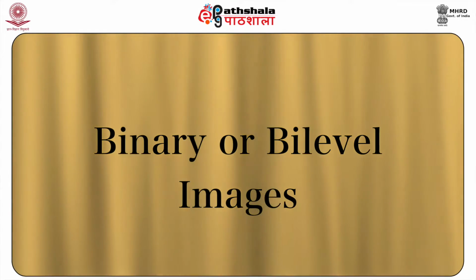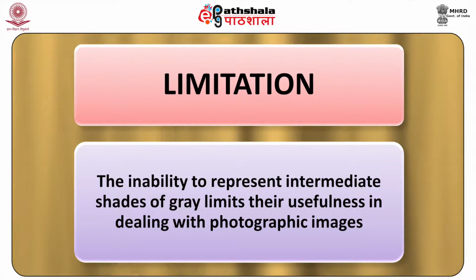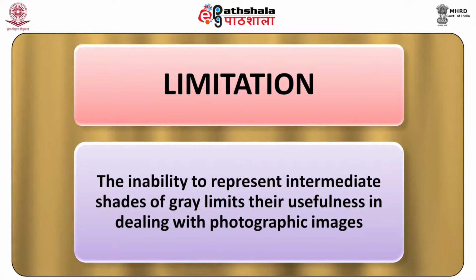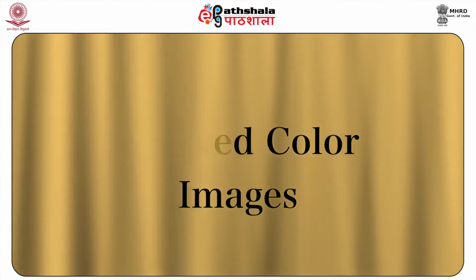Next is the binary or the bilevel images. In case of binary or bilevel images, only a single bit is employed so as to represent a single pixel. Each pixel in case of a binary image must be one of the 2 colors, that is black or white, as a single bit can exist only in 2 states, that is either the on state or the off state. This inability to represent the intermediate shades of grey is what limits their usefulness in dealing with photographic images.